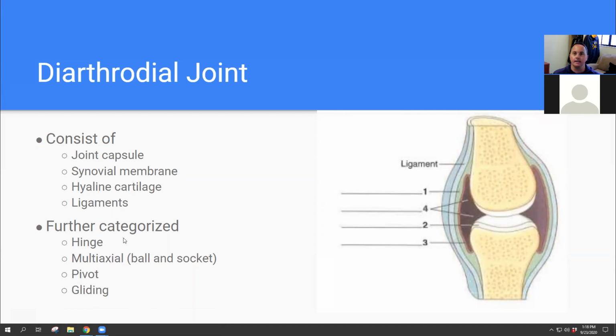For example, a hinge joint, really you're going to get 2 movements out of it. You're going to get flexion, so bending, and extension, straightening. Think of a door hinge, the part on the door that is screwed to the wall that allows the door to swing open. A door can really only move 2 ways. It can't turn, it can't pivot or anything like that. So a hinge joint would be your elbow.